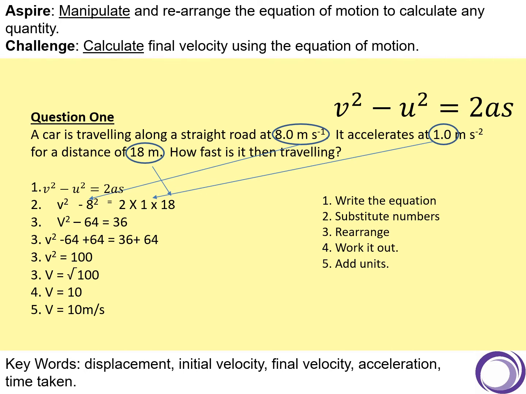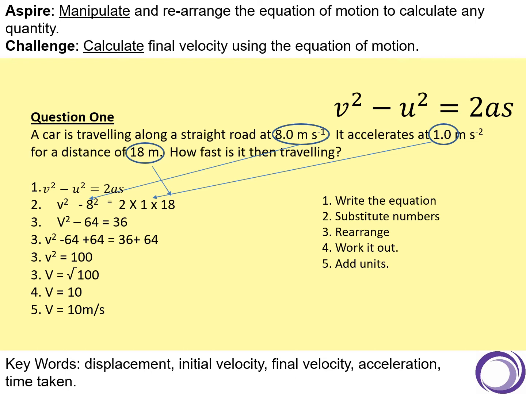Okay, so here is a worked example. So question, let's say this is the first question you come to. A car is traveling along a straight road at 8 meters per second. It accelerates at 1 meter per second squared for a distance of 18 meters. How fast is it traveling then? So basically, as it accelerates, every second it's going faster by 1 meter per second. Okay, and it does that for 18 meters.